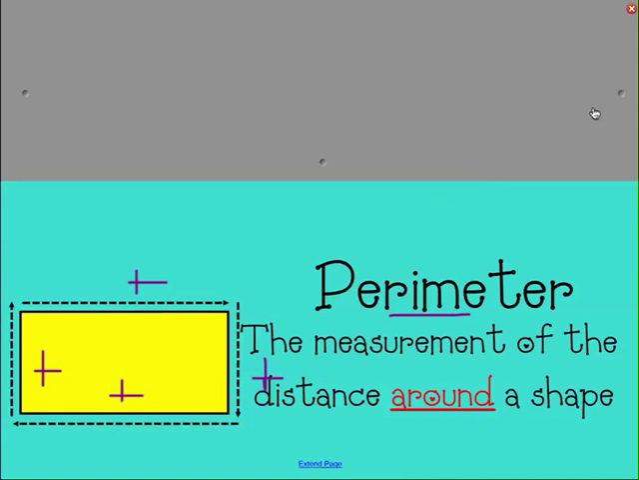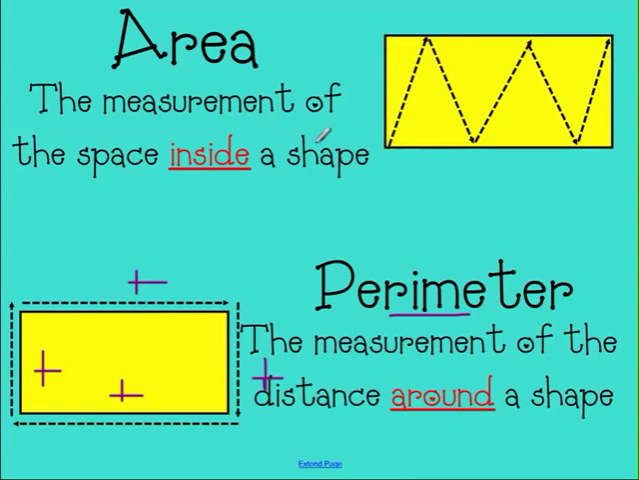Now area is the measurement of the space inside a shape, the surface, everything that fills up the inside of the shape. And to find area, we are going to be using multiplication. So let's go ahead and take a look at the formula.